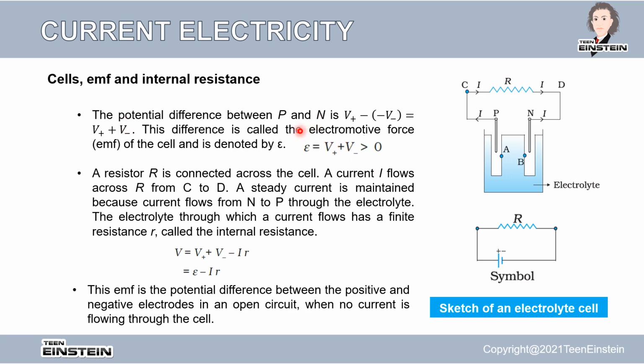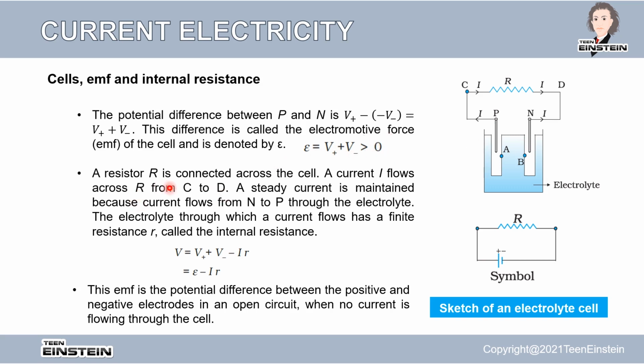Now, the potential difference between the positive and negative electrodes: if we assume that P is at V plus potential and N is at minus V minus potential, and you want to find the potential difference between these two points, then you get V plus minus of minus V minus. So the potential difference becomes V plus plus V minus. So this cell is capable of giving this much potential difference. If you connect something across this, you can drive this much potential difference from the cell. So this difference is called the electromotive force of the cell and is denoted by epsilon. So epsilon equals V plus plus V minus, and it is greater than 0.